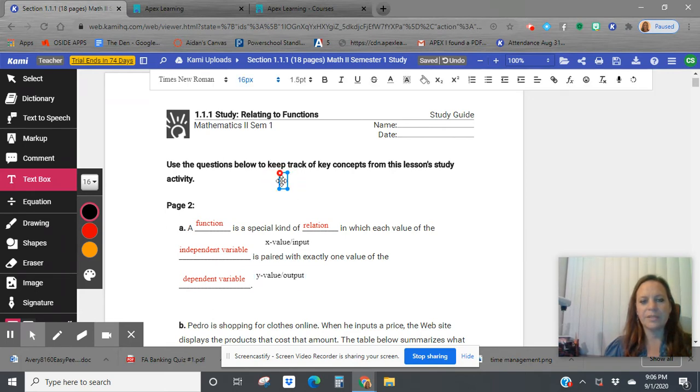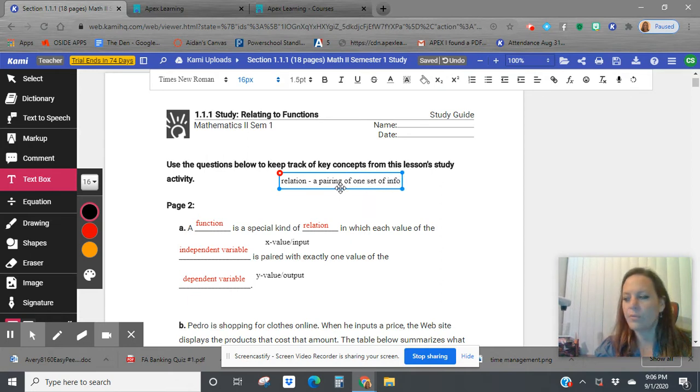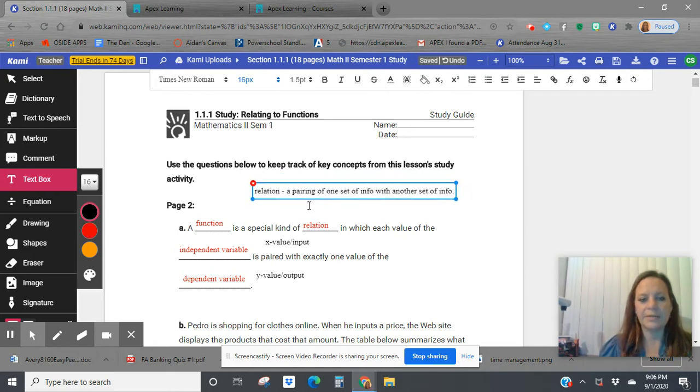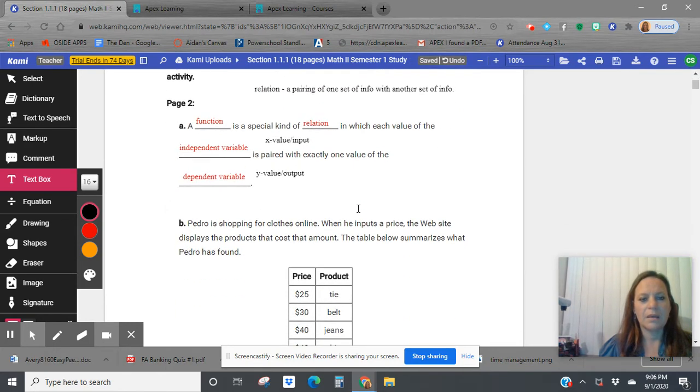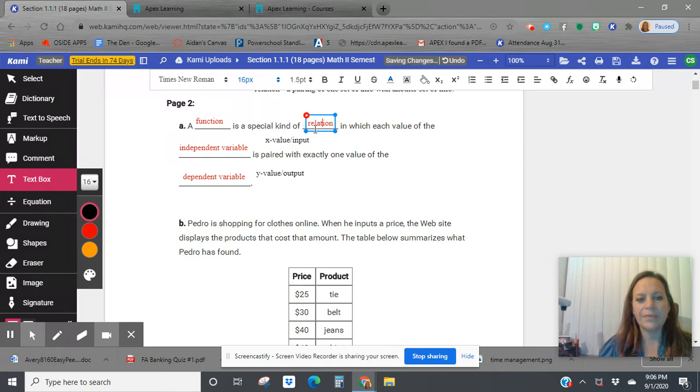I'm also going to go up to the top here and give myself a quick definition of relation. A pairing of one set of info with another set of info. This definition came from the lesson study within Apex. Remember that you can pause the video at any time if you need more time on one section.